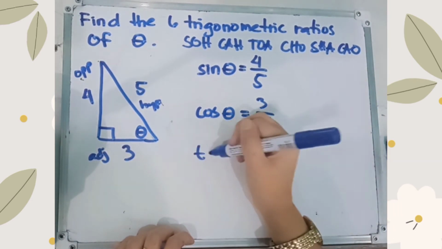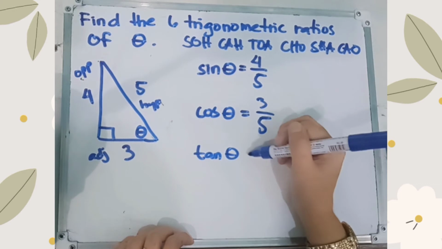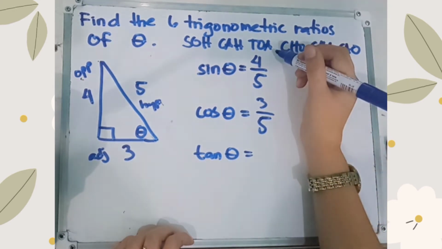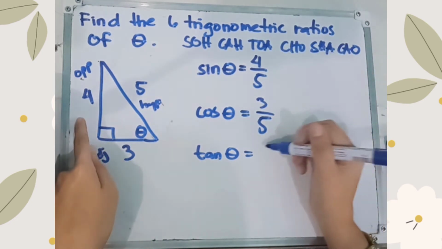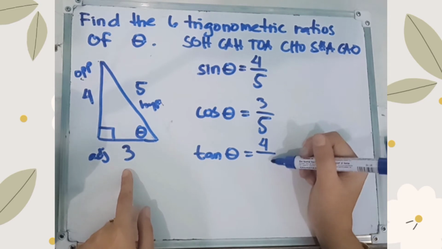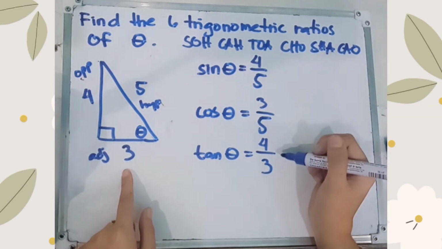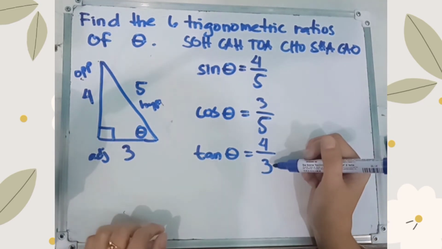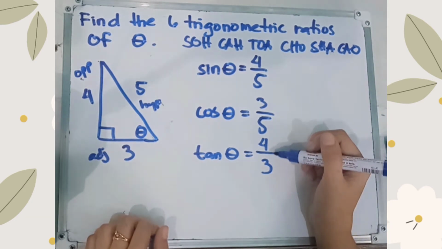For tangent theta, tangent is equal to opposite over adjacent. So the opposite side is 4 and the adjacent side is 3. Therefore, tangent theta is equal to 4 over 3.